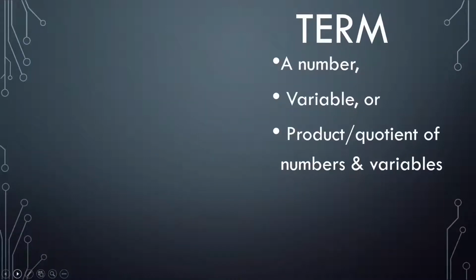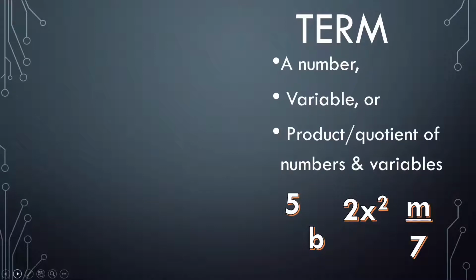What is a term? Remember, a term is a number, a variable, or the product and quotient of numbers and variables. For example, 5, that's a number, but it's also a term. B, there's a variable, it's a term. 2x squared, right there, that's a product of numbers and variables. And then you could have m divided by 7, that's your quotient.